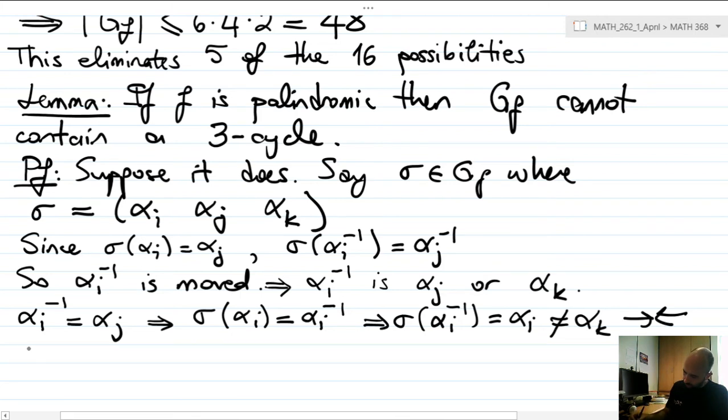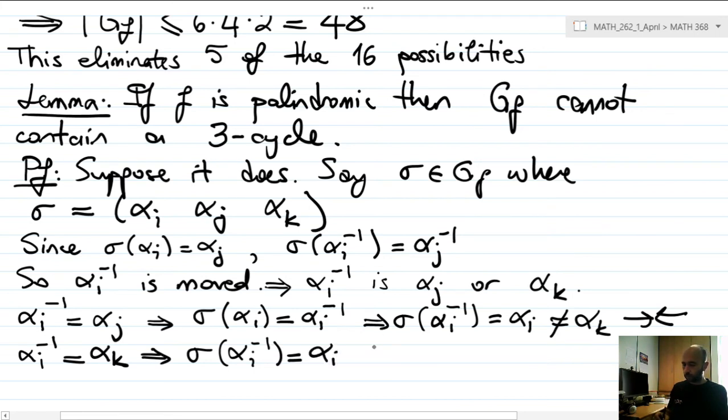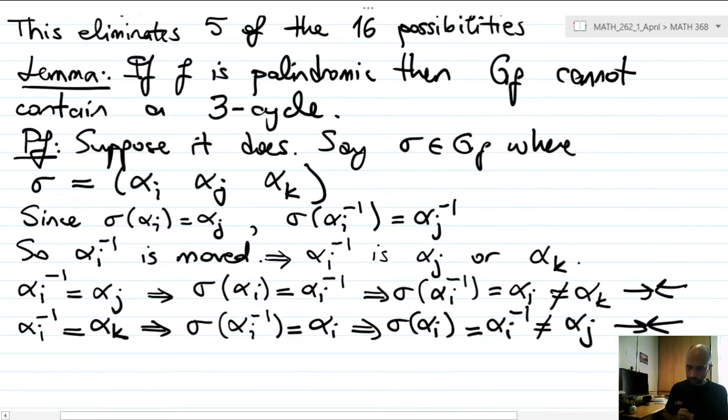Likewise, if alpha_i inverse is equal to alpha_k, that causes a contradiction in a similar way, because then sigma of alpha_k is alpha_i back. But then if this holds, sigma of alpha_i should be alpha_i inverse, but it is not, it is alpha_j. Again, a contradiction. So the conclusion is that you get a contradiction in all cases, so that G_f cannot contain a 3 cycle.